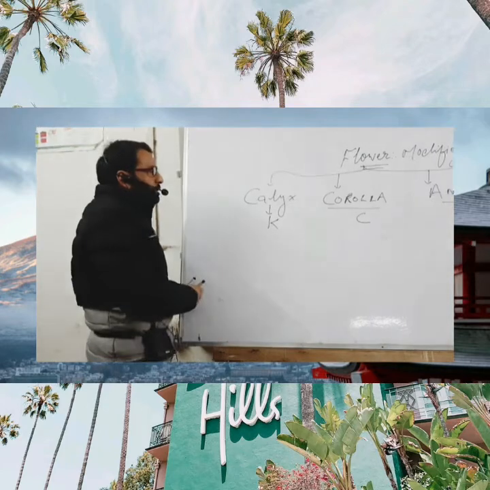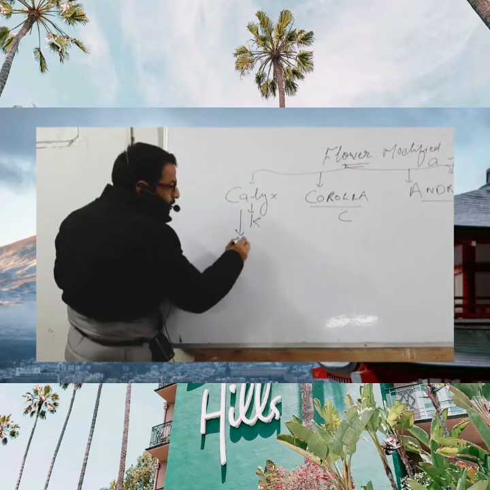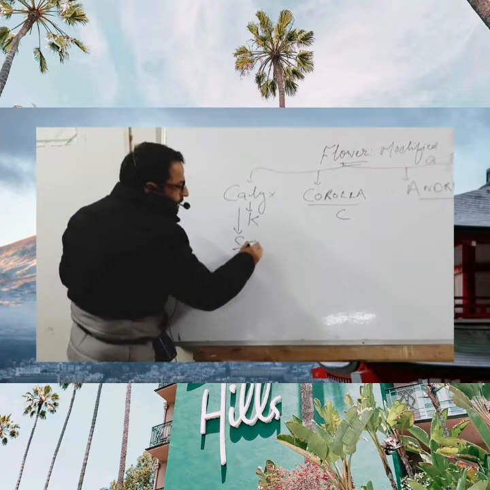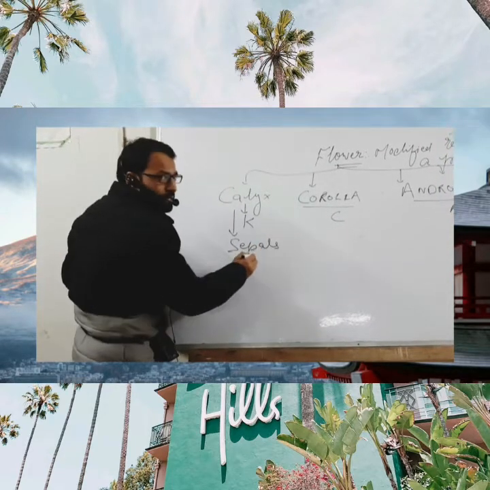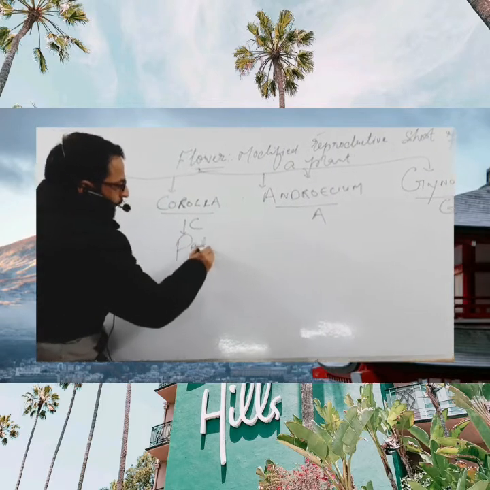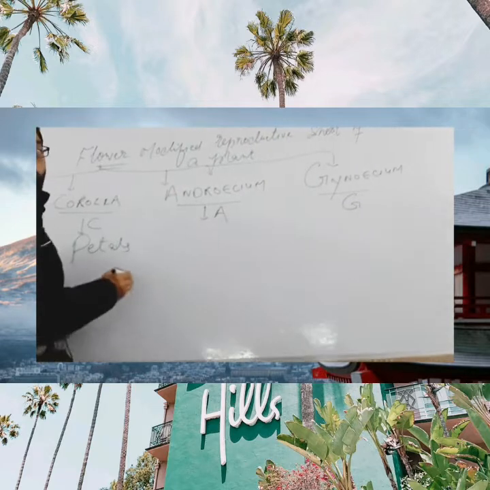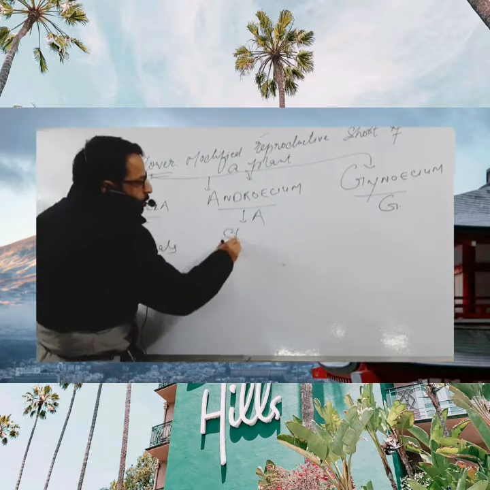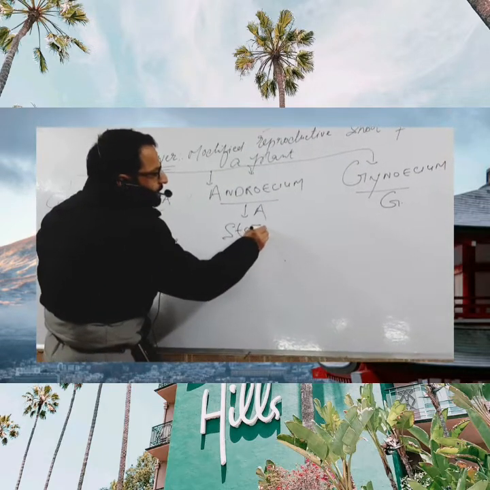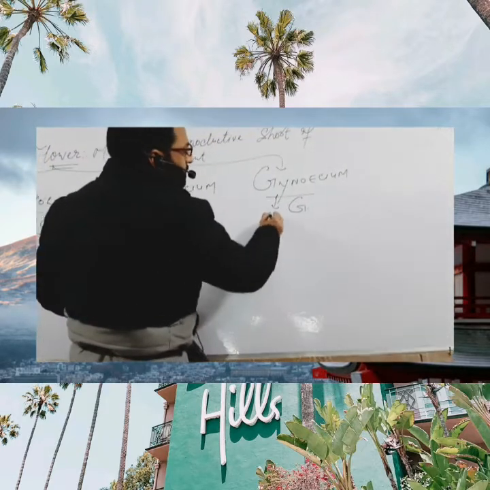Then you see, what is calyx? Calyx is the group of sepals. Then corolla is the group of petals. Then androecium is the group of stamens. And then gynoecium is the group of pistils.